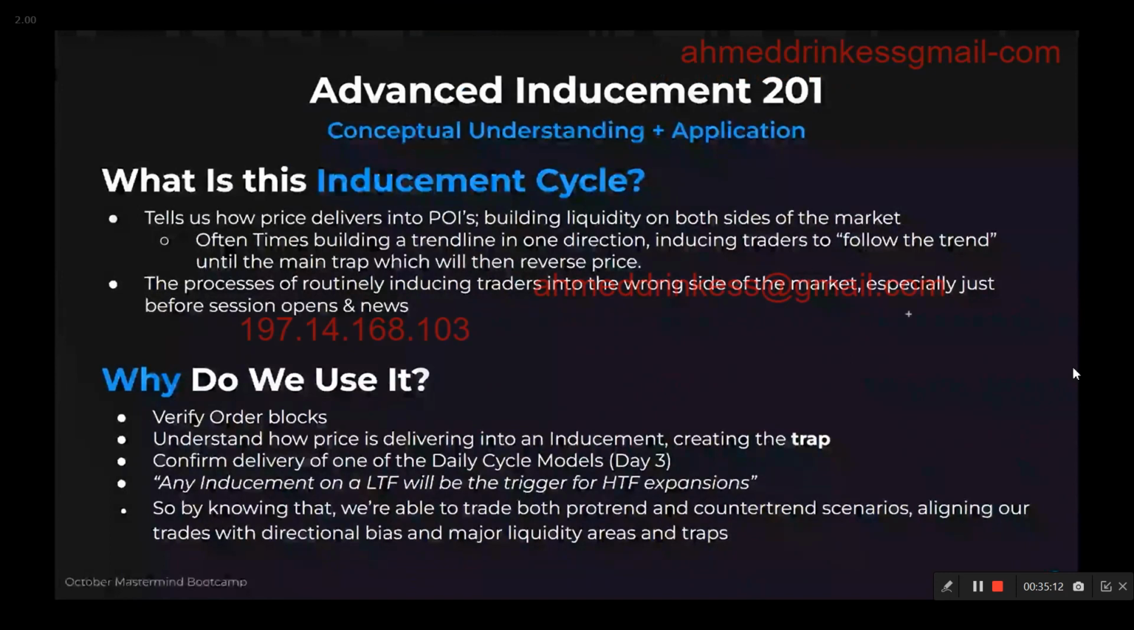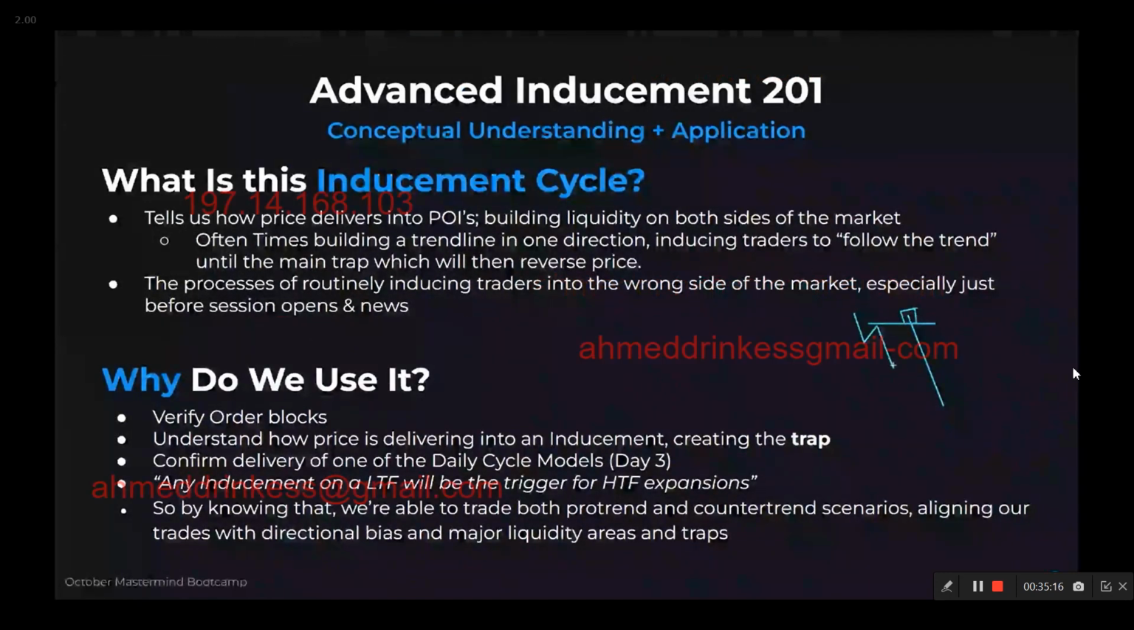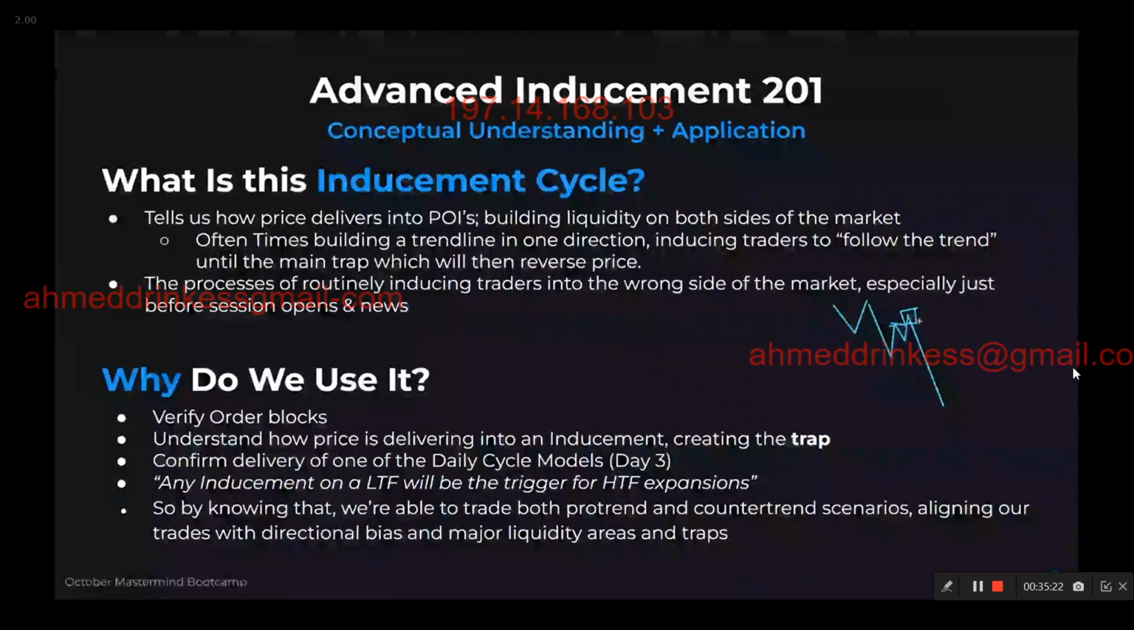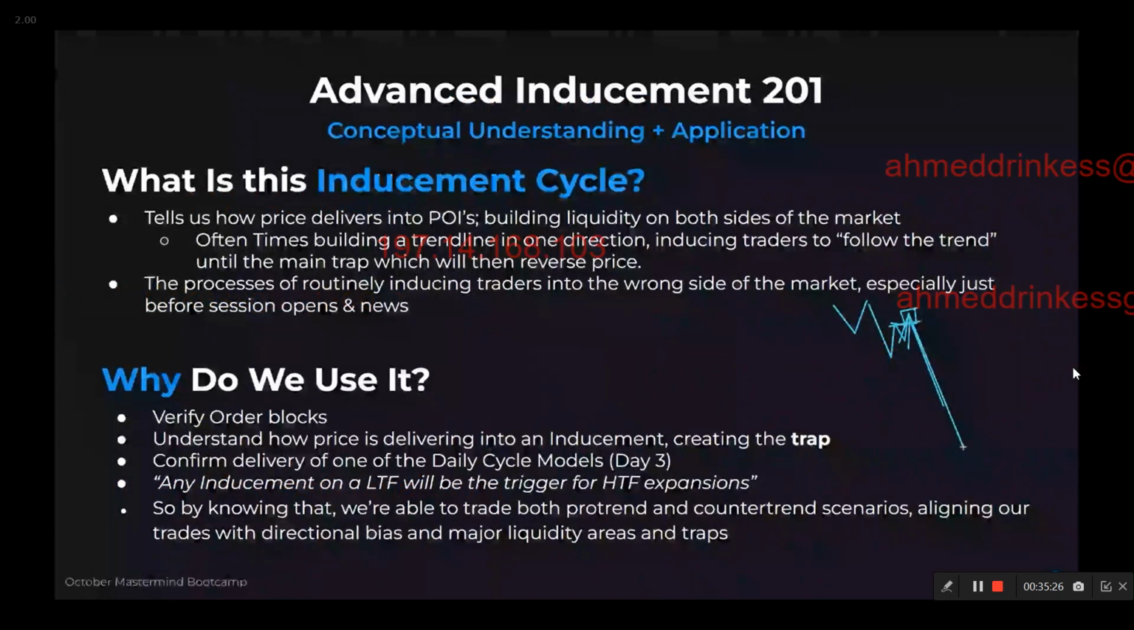If price just decides to randomly sell off, well, before the sell happens, you better believe it either took out some form of structural point, or it did what? Maintain the current structure, had an inducement beforehand, and then sold. So an inducement is always going to be the trigger. Here is the aim, and then there's the trigger. As soon as it's taken out into the order block, that's what's triggering these expansions.